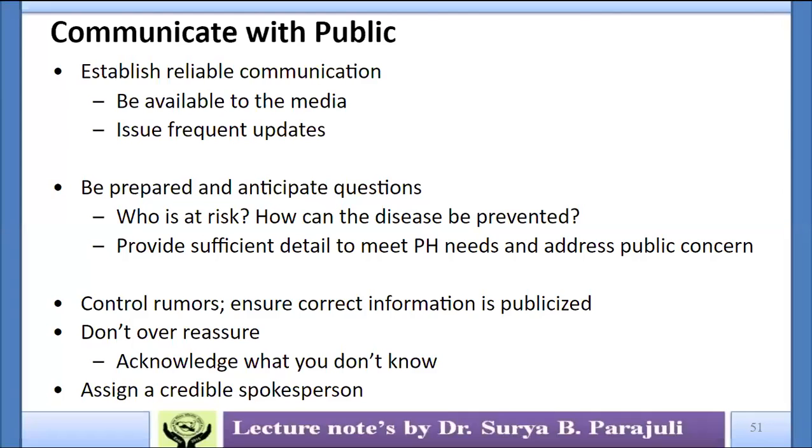Be prepared and anticipate questions. Who is at risk? How can the disease be prevented? Provide sufficient detail to meet public health needs and address public concern. Because there are so many media persons, laymen, politicians, and other members of the public, they are pseudo experts. By searching Google, Facebook or other sites, they become pseudo experts. As you all know, a little knowledge is dangerous. They have little knowledge in terms of health literacy. So as an expert, you need to handle this.